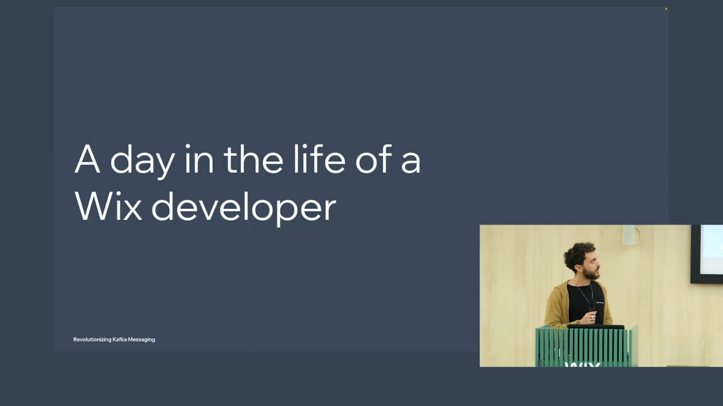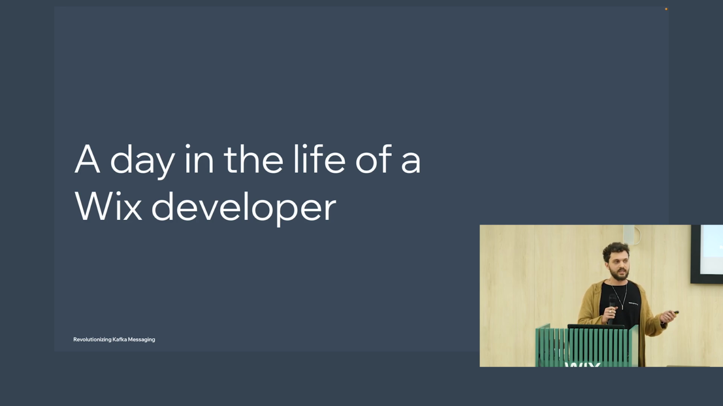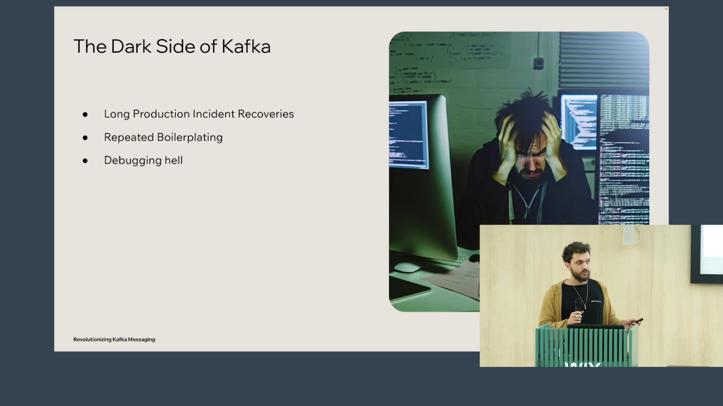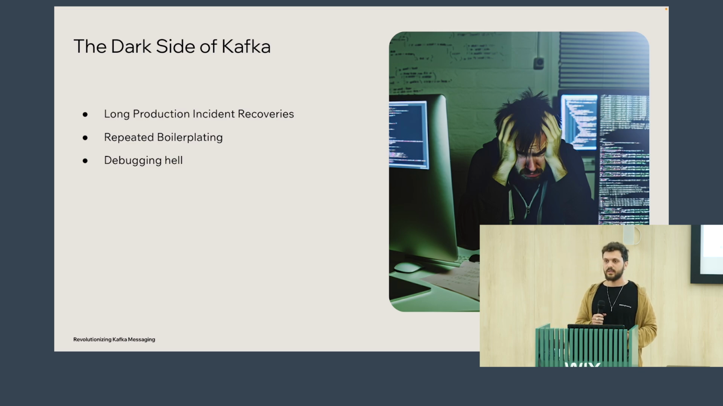So in Wix, we have decided that all the async traffic is going to go through Kafka. And as much as we love Kafka, and we do, Kafka has its downsides. Kafka has a lot of boilerplate code that you have to write, could be tough to debug, and discovering incidents could take time. And again, we want to allow our developers to focus on the business logic.